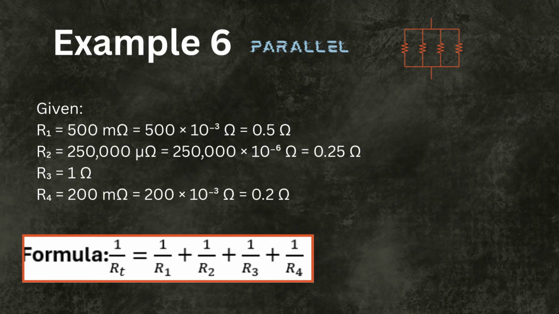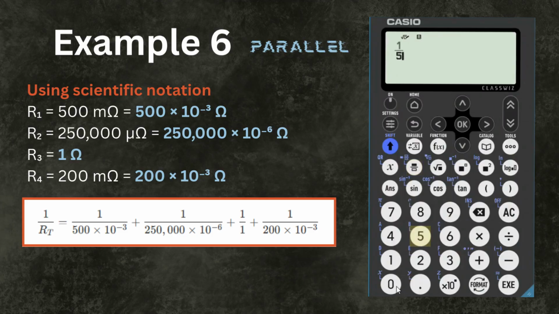The formula is 1 divided by the total resistance equals 1 divided by resistance 1 plus 1 divided by resistance 2 plus 1 divided by resistance 3 plus 1 divided by resistance 4. Calculation method 1 using scientific notation. Using the fraction key on your scientific calculator, enter 1 over 500 times 10 to the power of minus 3. Move back to the main calculation line and enter plus. Next, enter 1 over 250,000 times 10 to the power of minus 6. Add 1 over 1, then add 1 over 200 times 10 to the power of minus 3.